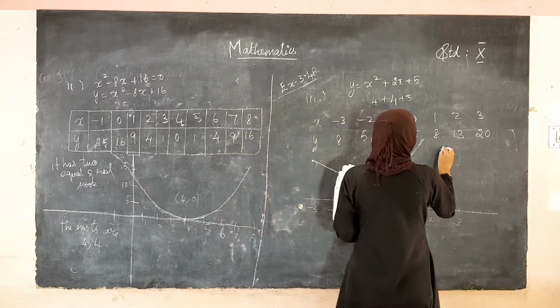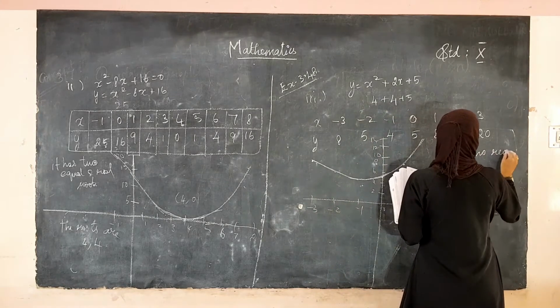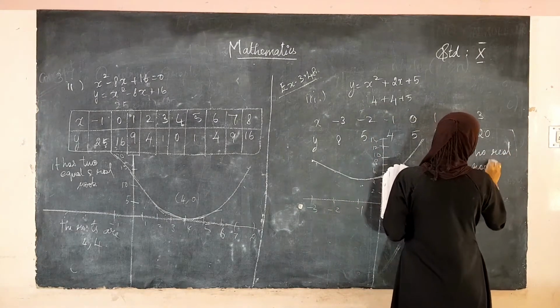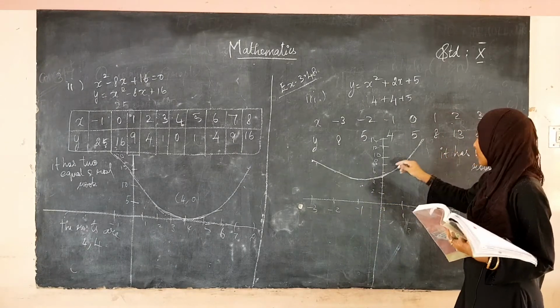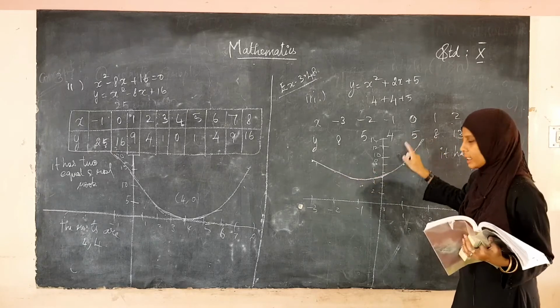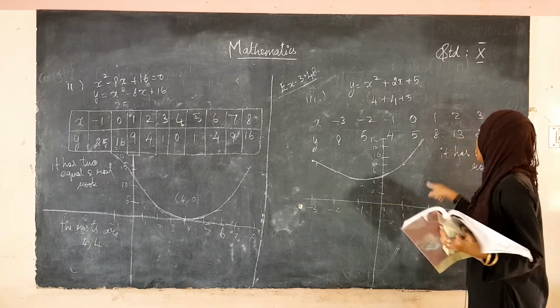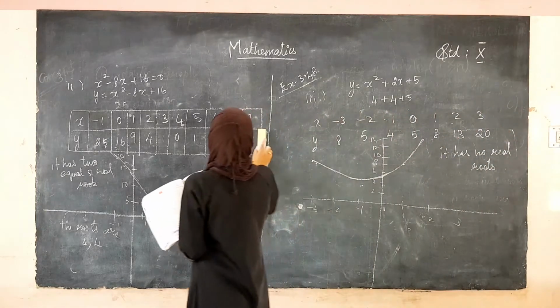Therefore, it has no real roots. From the graph, we know that since the graph doesn't touch the x-axis, it has no real roots. You have to write fully: since the graph we have drawn doesn't touch the x-axis, therefore, it has no real roots. You have to complete it like that. Okay.